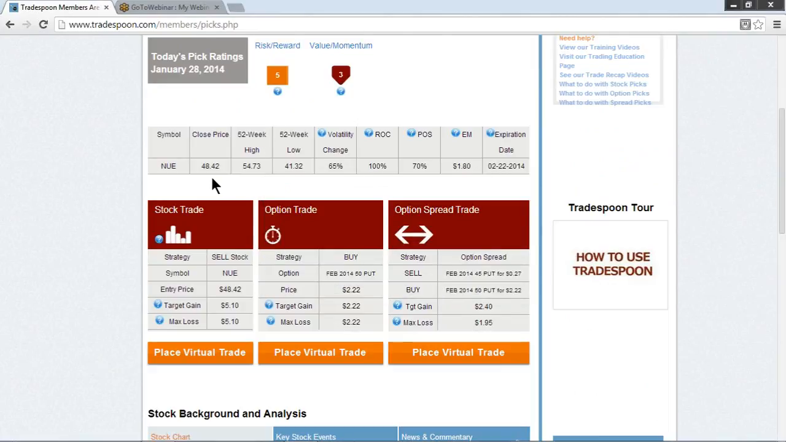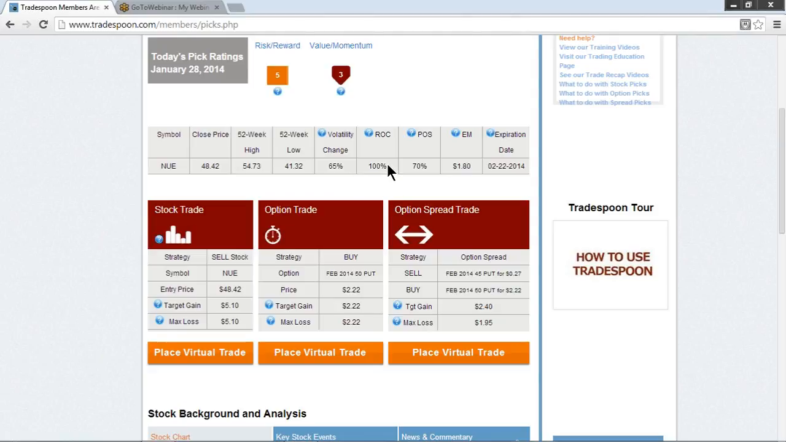Taking a look at the closing price of 48.42, it's right off of that 52-week high of 54.73 and above that 52-week low of 41.32. Now, we have seen implied volatility come off its 52-week lows. It's up at that 65 percentile right now off of those lows.